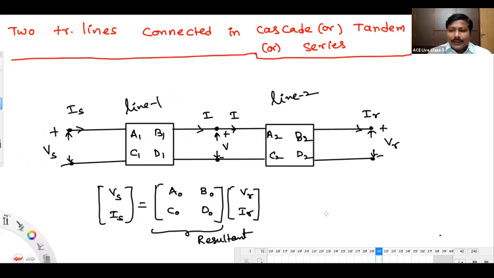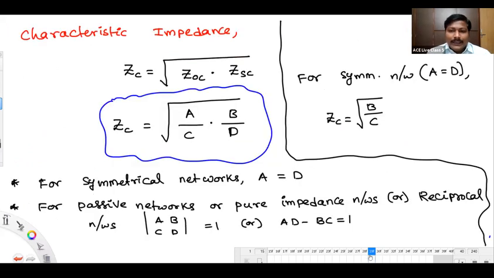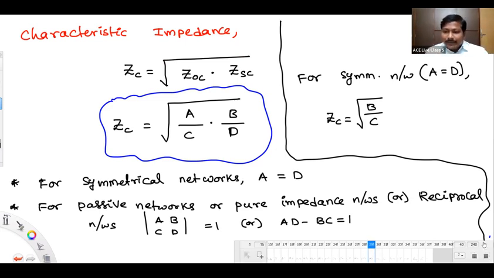Listen to me. Before moving to the cascade connection, parallel connection and all, let me make some more comments on this ABCD with respect to transmission line. Very simple comments we are going to make here. So I'm taking a new slide in between.